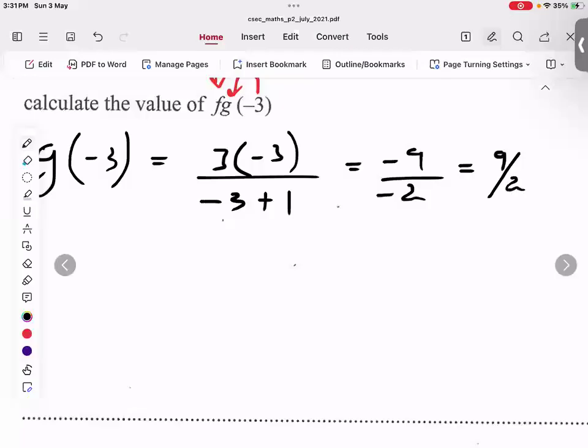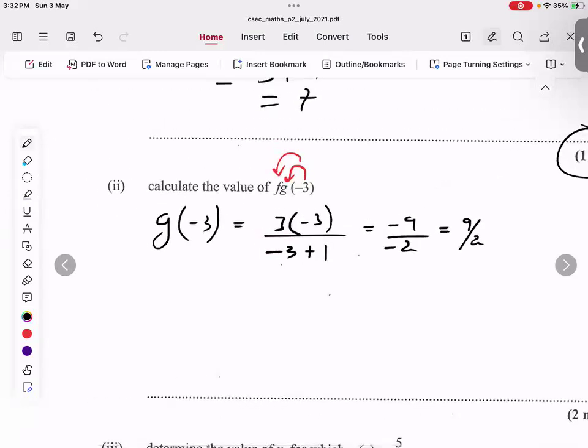And just in case you're asking me, sir, what if I turn it to a decimal? Nothing wrong with that, but we don't really like that. We don't like decimals. I tell you all the time, we don't like decimals. So negative 9 over 2 becomes positive 9 over 2? Yeah, because the two negatives cancel right here.